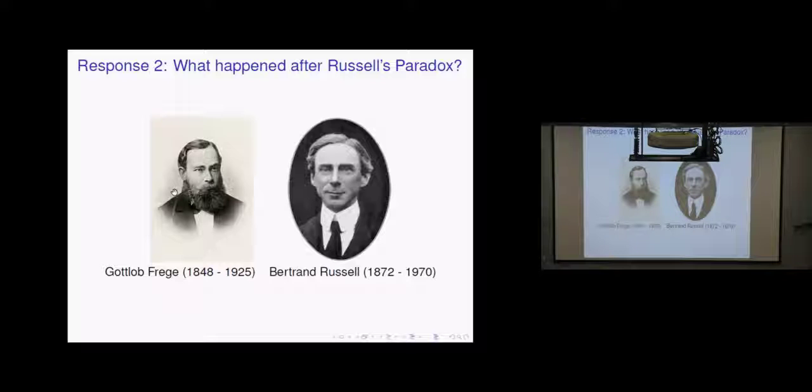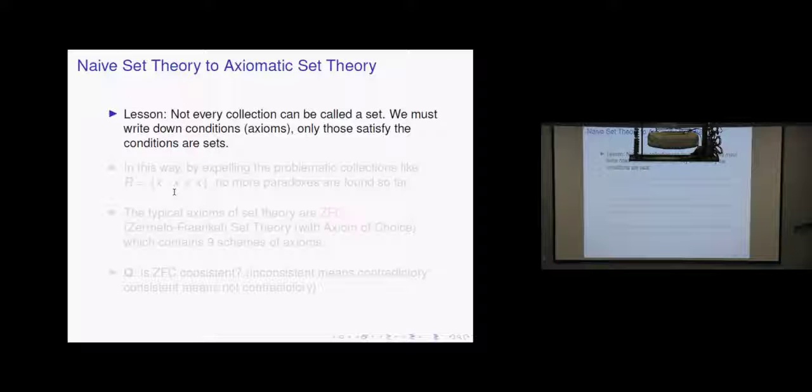Frege was trying to set up a logical foundation for mathematics. Frege's hope was, if we have set theory, naive set theory, and we have logic, then everything else just goes from there. And Russell says, no, naive set theory has a contradiction. It's not safe. Okay, so what happened? First, immediately after Russell's paradox, people tried to fix it, tried to get rid of the paradox.